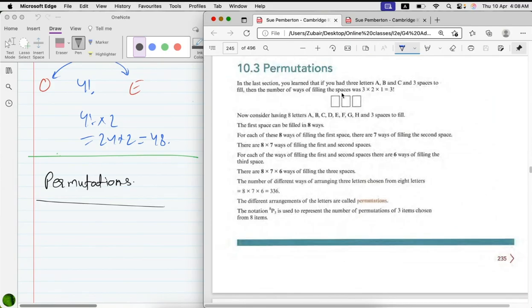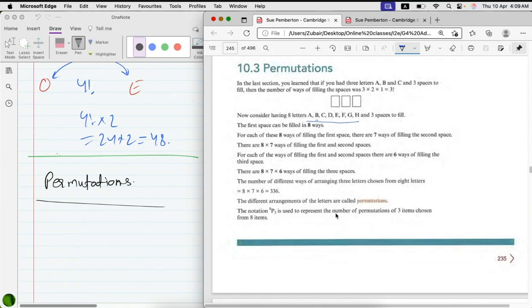In the last section, you learned that you had three letters A, B, and C, three spaces to fill. Then the number of ways to fill the spaces is 3 into 2 into 1 or 3 factorial. Now consider having eight letters A, B, C, D, E, F, G, H, and three spaces to fill. The first space can have 8 options and then 7 and then 6. We have to choose out of these 8, but there are only 3 spaces. Let's say you have 8 letters and you can put a password of 3 letters. So these will be different ways, number of ways you can make that password.